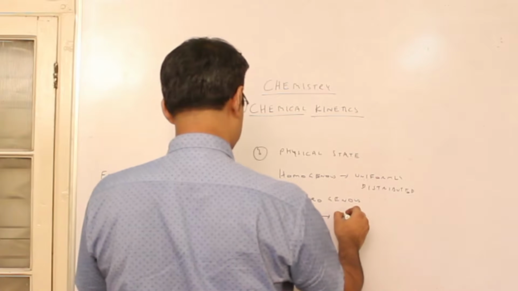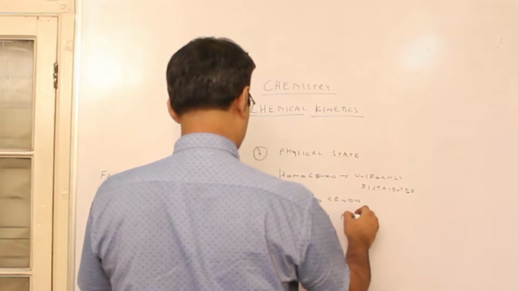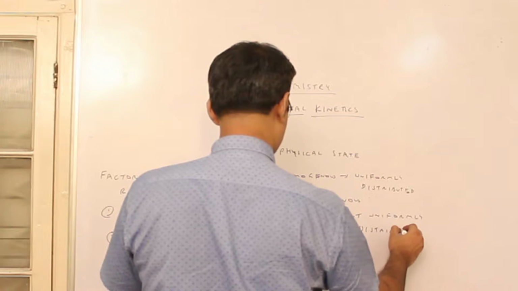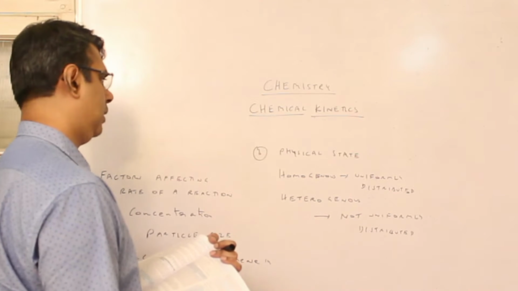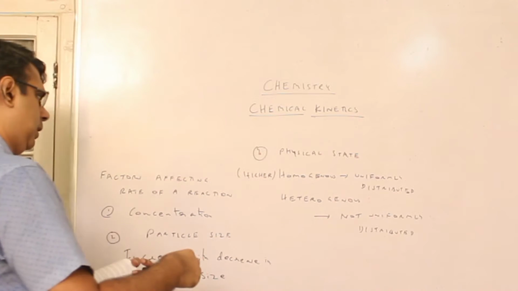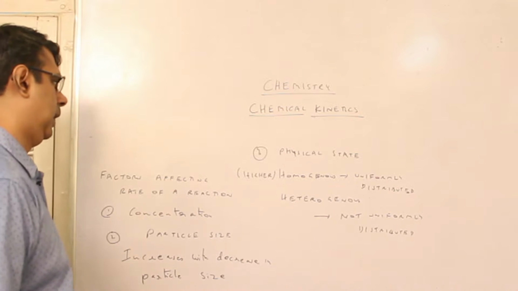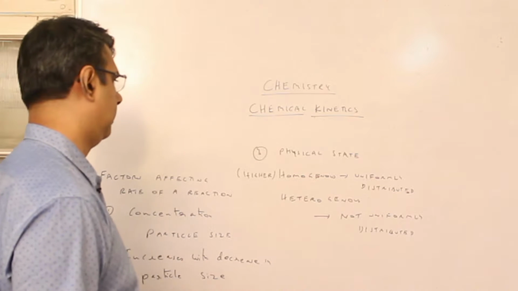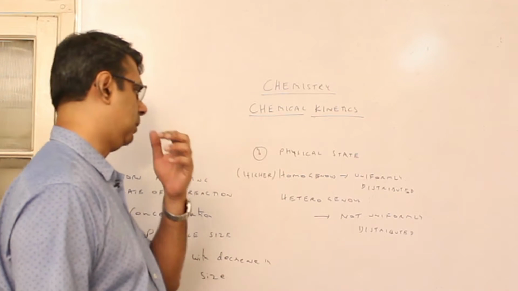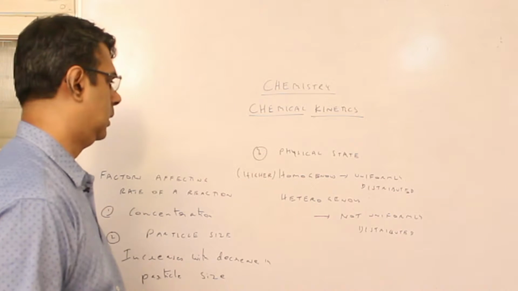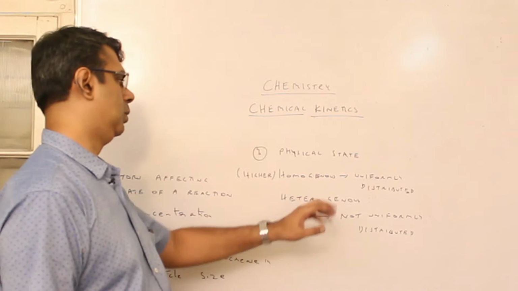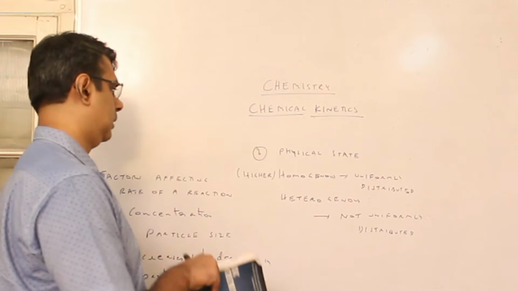Similarly, heterogeneous is when the reactant molecules are not uniformly distributed. So the rate of the reaction will be higher if the reactant molecules are uniformly distributed, or rather the reaction mixture is homogeneous. If the reaction mixture is heterogeneous, that means the reactant molecules are not uniformly distributed, then the rate will be lower. Generally, like I said, in case of liquids and gases, you can expect to get a homogeneous reaction mixture, and in that the rate will be higher.